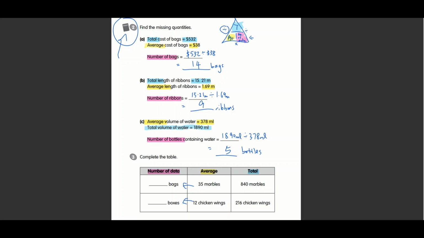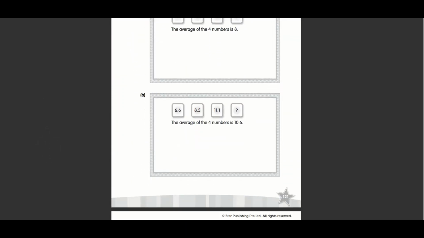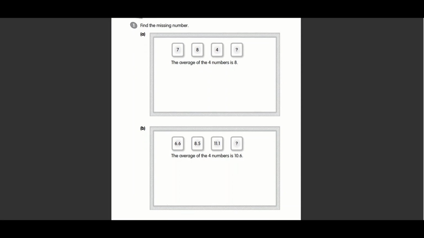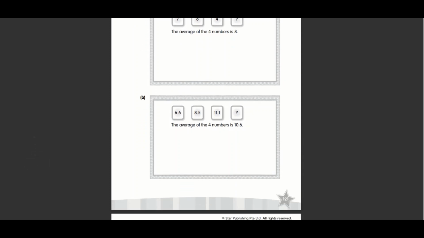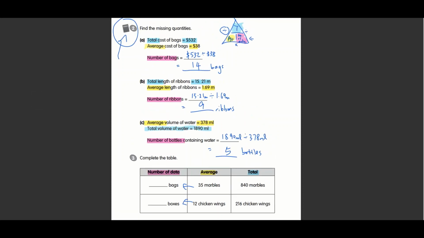I'll leave you to work on the rest of the questions. In the next video, you'll be going on to the next part, the level 2 word problems, which are a little bit more tricky with regard to finding missing data. Page 121 for the next video.